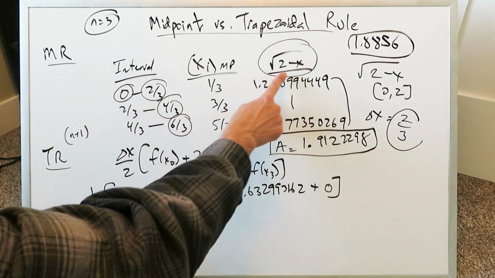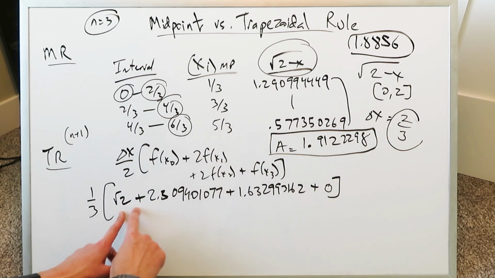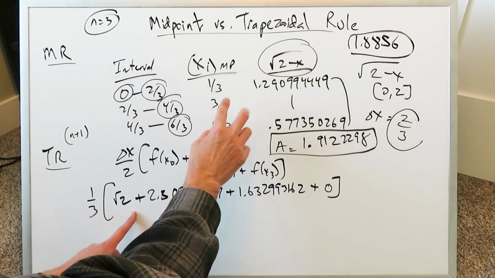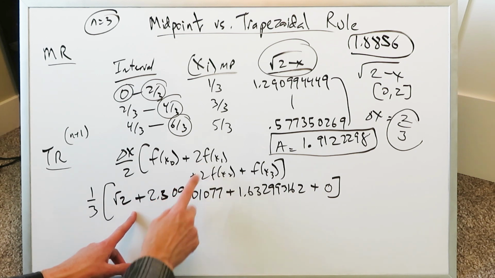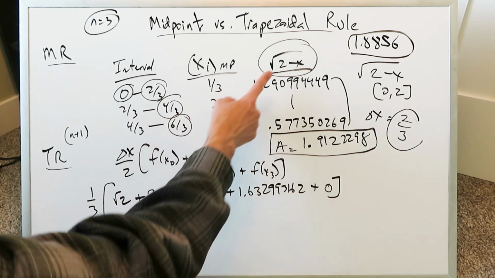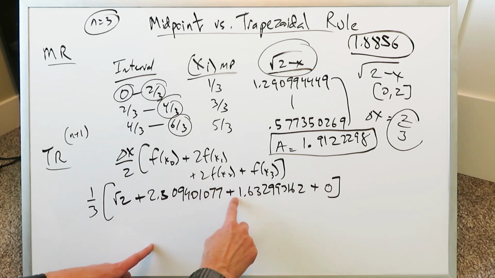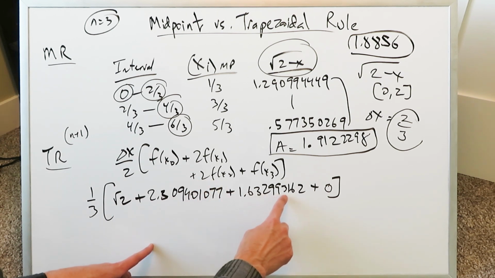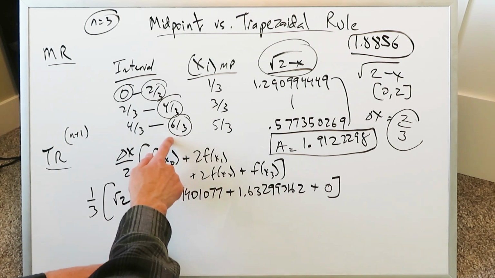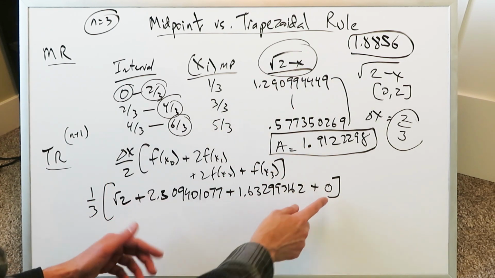When I put a 0 in here, 2 minus 0, I get a root 2, and I've left that as is. When I put 2 over 3 in place of x, I solve it out, I multiply by coefficient 2, I get 2.309401077. When I put 4 over 3 in there and I solve it out, do the root, and I multiply by 2, I get 1.632993162. And lastly, when I put 6 over 3, which is a 2, I'm doing a root of 0, which is just a 0.